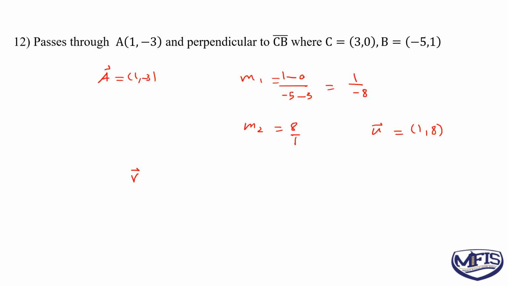So the vector form will be the A vector plus k multiplied by the u vector. So r equal A, which is represented by (1, -3), plus k multiplied by the vector u, which is represented by (1, 8).